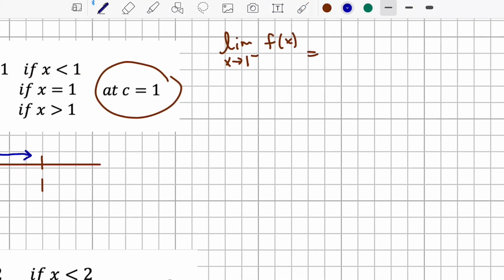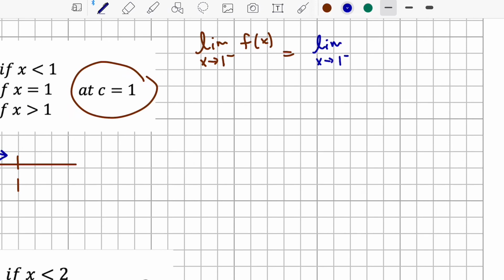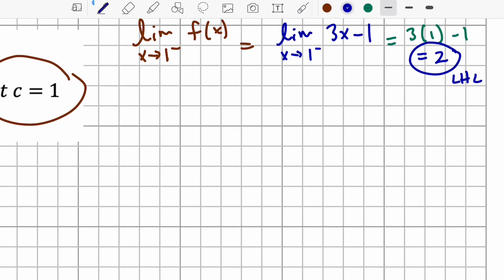So again, here we go. Limit as x approaches 1 from the left. Our function is 3x minus 1. And now we do what we've been doing. Just plug it in. So it'll be 3 times 1 minus 1. 3 times 1 is 3 minus 1 is 2. So we found the left-hand limit.